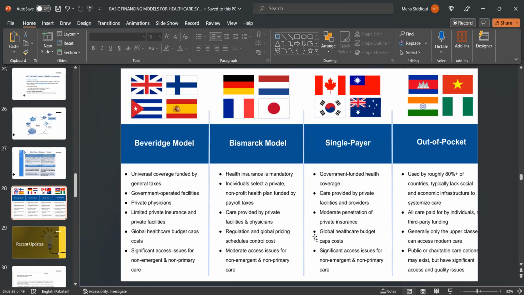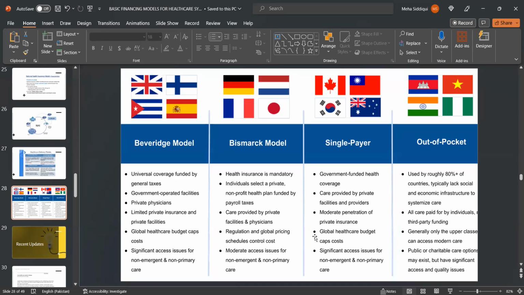Then single payer, this is also another name for the national health insurance model. Actually, the Beveridge model and the national health insurance model are both referred to as single payer models, because in these the government is the sole payer. So the national health insurance model has government-funded health coverage, care provided by private facilities and providers, moderate penetration of private insurance, a global healthcare budget that caps cost, and significant access issues for non-emergent and non-primary care.